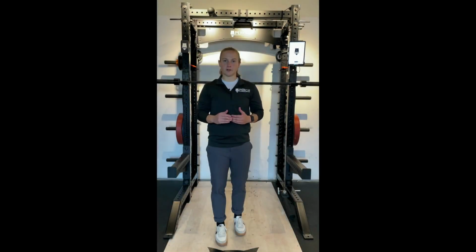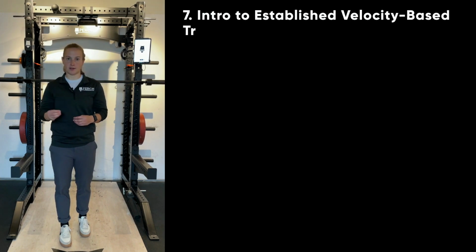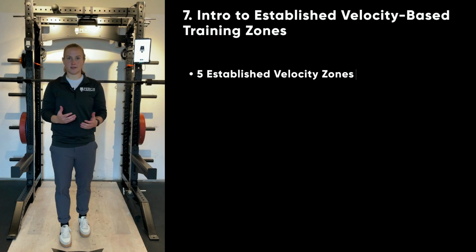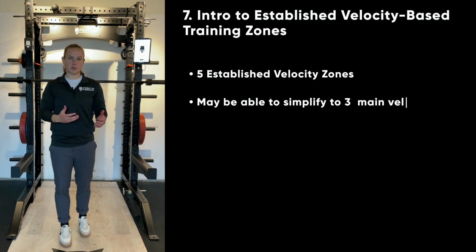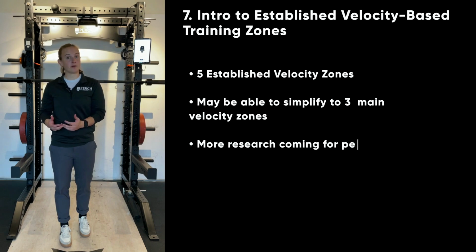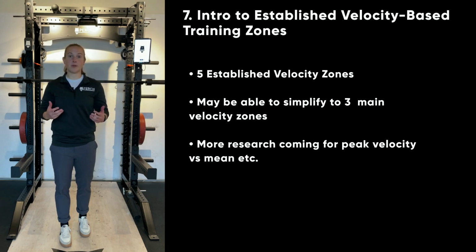Now I want to briefly touch on the established velocity-based training zones. We'll go into greater detail on this later, but for now, we're just going to cover this briefly around mean velocity. Based on Brian Mann's research, there are 5 established velocity zones. More recent research tends to indicate that can be narrowed down to 3, and more research is forthcoming about peak velocity versus mean velocity zones and so forth.